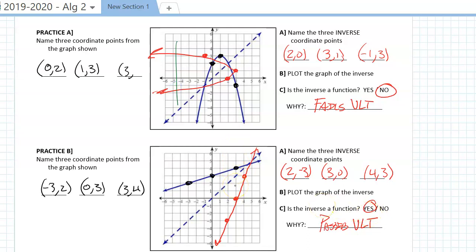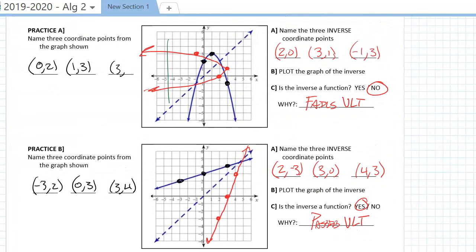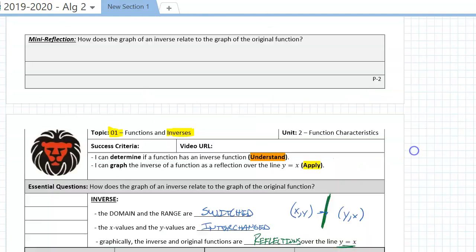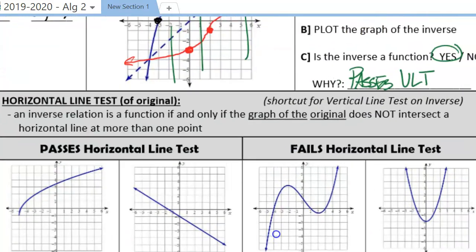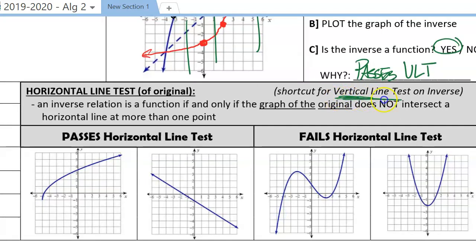which kind of begs the question, do I actually have to graph the inverse every single time? Is there a shortcut way for us to come up with whether or not the inverse is in fact a function? Well, there actually is, and that is the horizontal line test. So I consider this a shortcut for the vertical line test on the inverse.